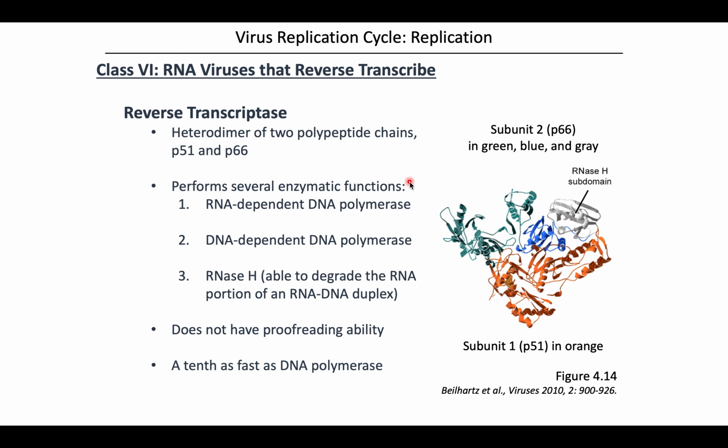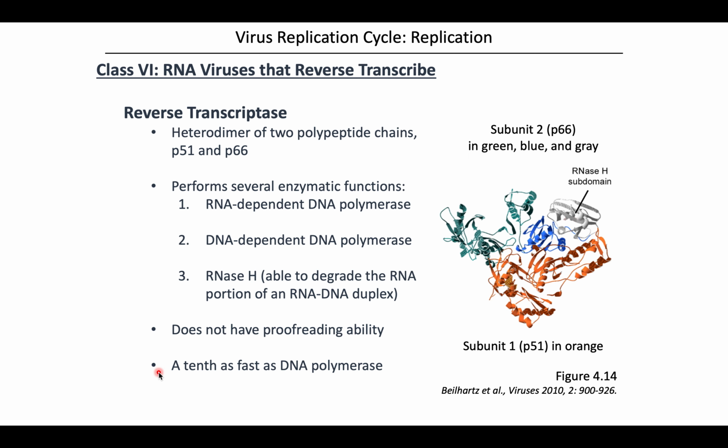And reverse transcriptase really has three main functions. So it can act as an RNA-dependent DNA polymerase, so basically producing DNA from an RNA template. Can also act as a DNA-dependent DNA polymerase, so making DNA from a DNA template. And it has RNase activity, meaning it's capable of degrading the RNA portion of an RNA-DNA duplex. It does not proofread, even though it has this DNA polymerase activity, and it's much slower than normal cellular DNA polymerase.